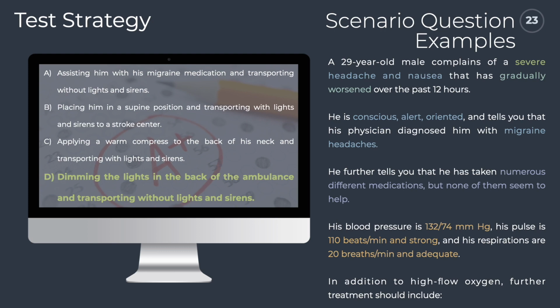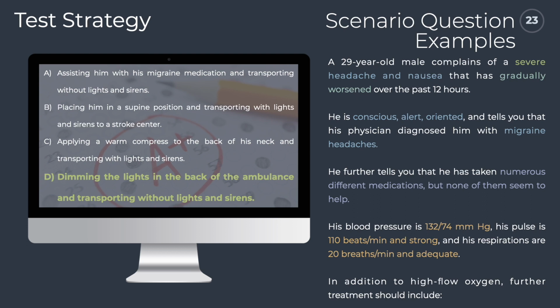While the placement of the patient is not an incorrect answer, and the patient could find supine to be a position of comfort, it is the manner of the transport and the destination that makes this answer incorrect. Use of lights and sirens would exacerbate the headache, as migraine patients often have light and sound sensitivity. Further, there is no indication for transporting a migraine patient to a stroke center.